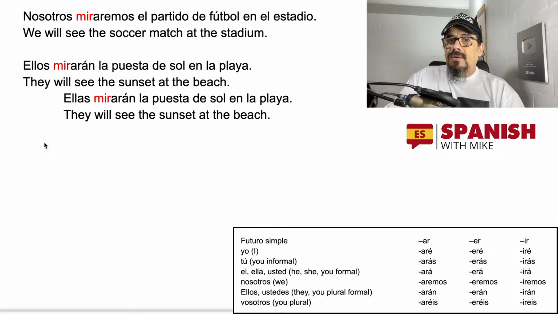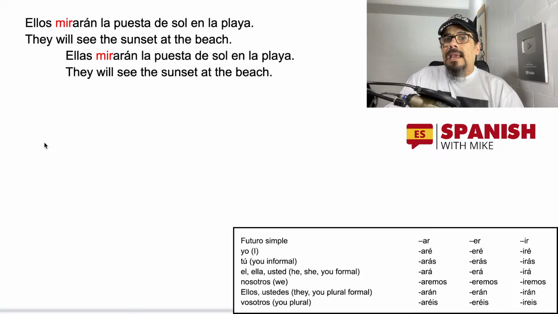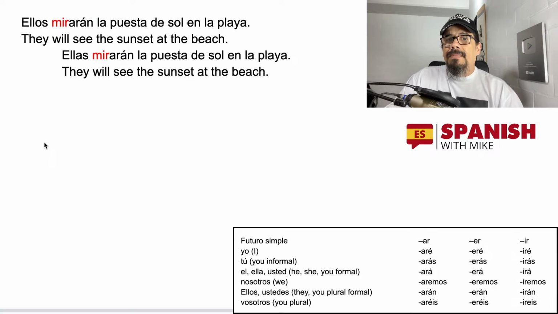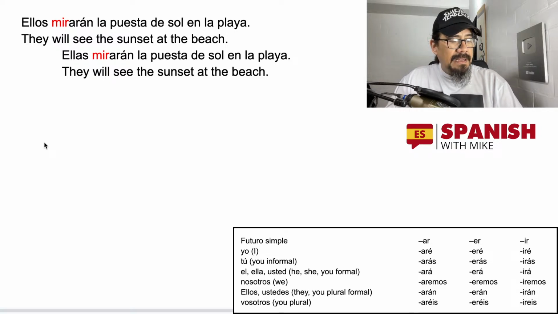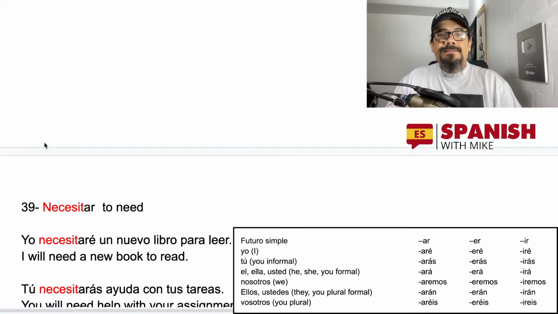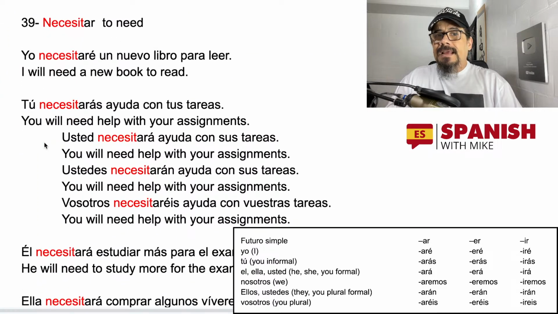Nosotros miraremos el partido de fútbol en el estadio. We will see the soccer match at the stadium. And ellos mirarán la puesta de sol en la playa. They will see the sunset at the beach. Male. Ellas mirarán la puesta del sol en la playa. Female. Let's move to verb 39.